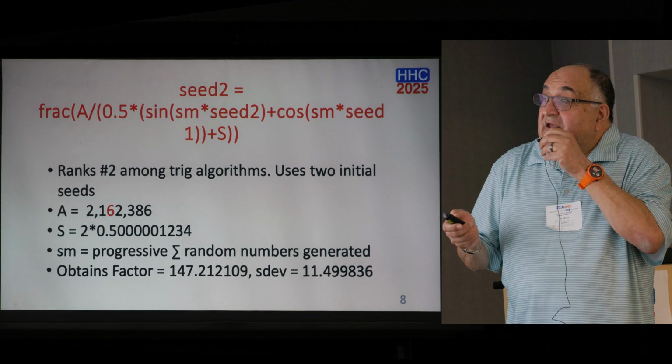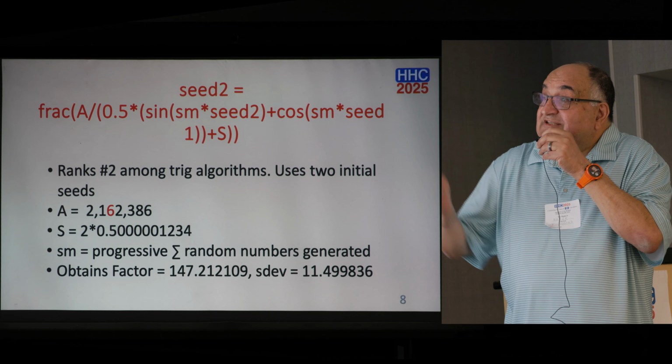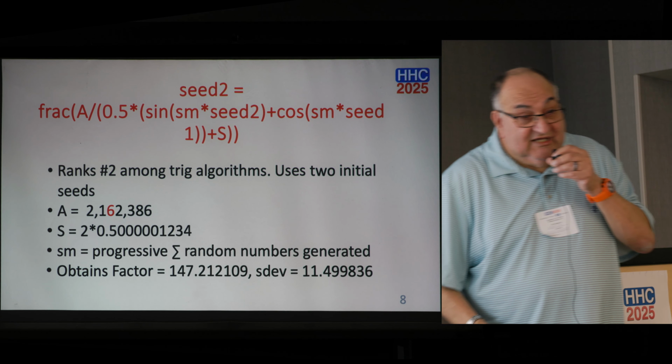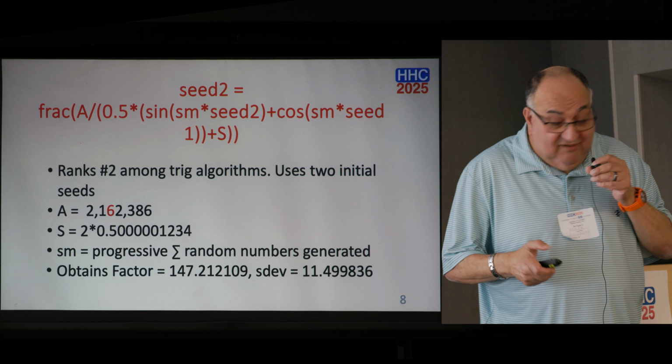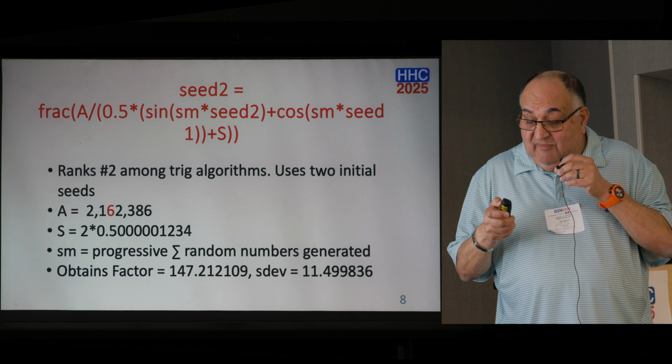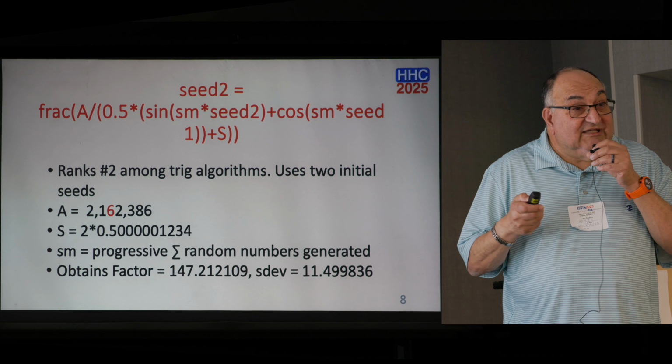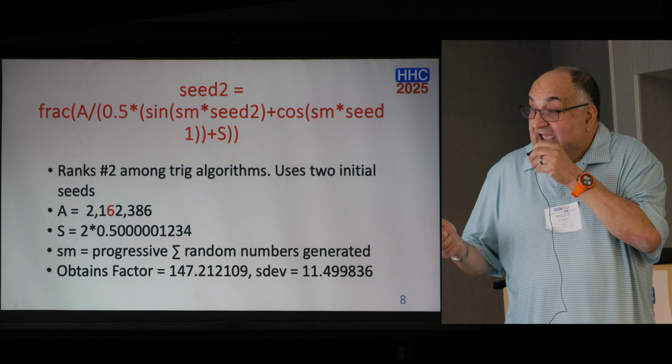The second best one is the same formula, but I changed the constant A slightly. It was 2.12, now it's 2.16 million. And I get also 147.21, very good. Slightly above the first one, but it's still below 147 and a half and 148.